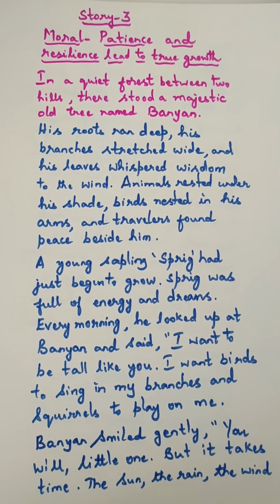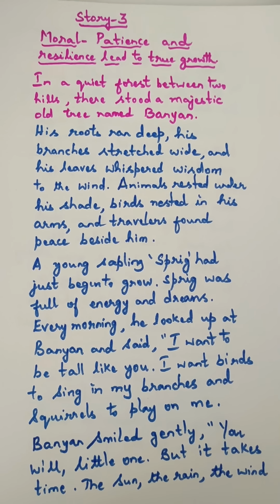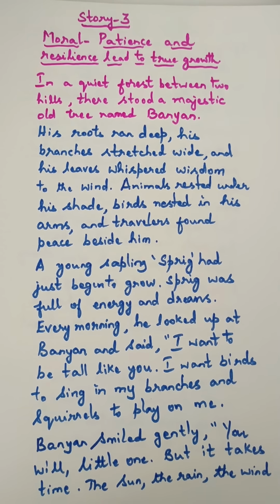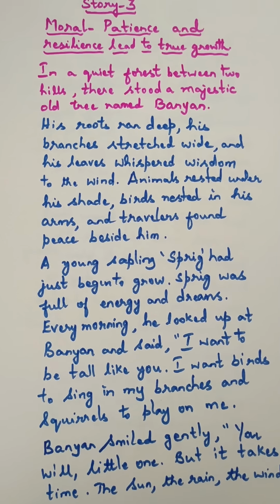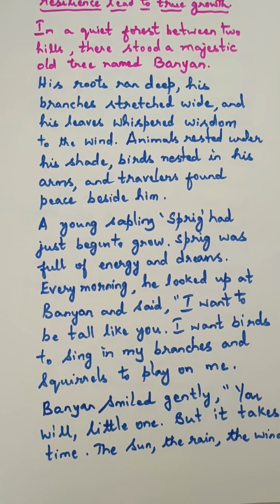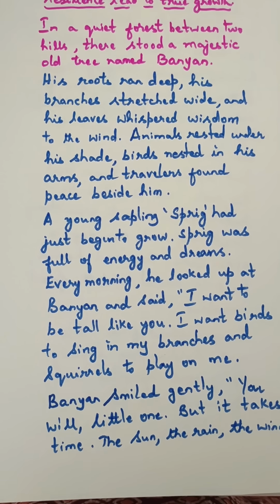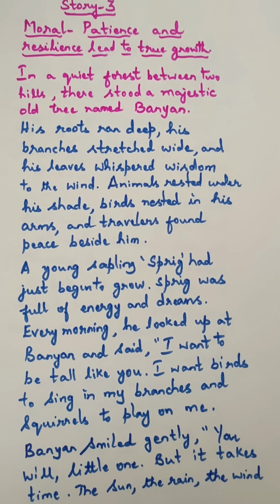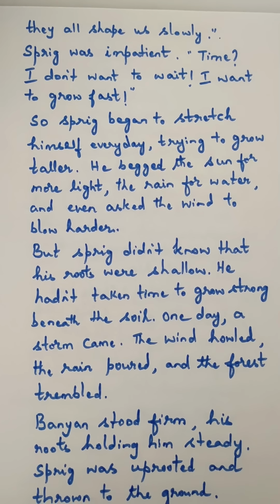A young sapling, Sprig, had just begun to grow. Sprig was full of energy and dreams. Every morning he looked up at Banyan and said, "I want to be tall like you. I want birds to sing in my branches and squirrels to play on me." Banyan smiled gently. "You will, little one, but it takes time. The sun, the rain, the wind, they all shape us slowly."